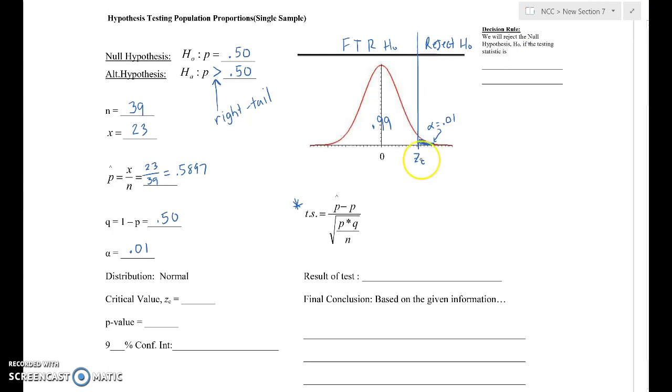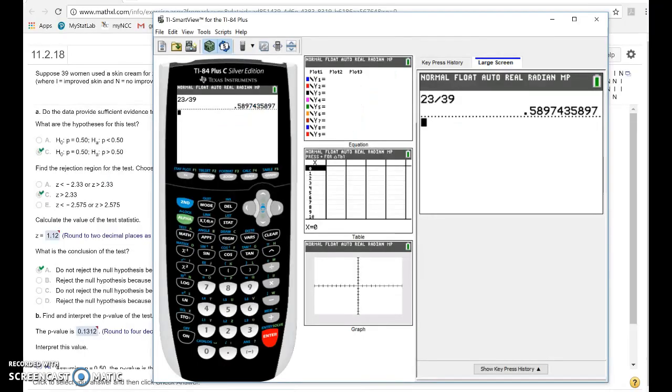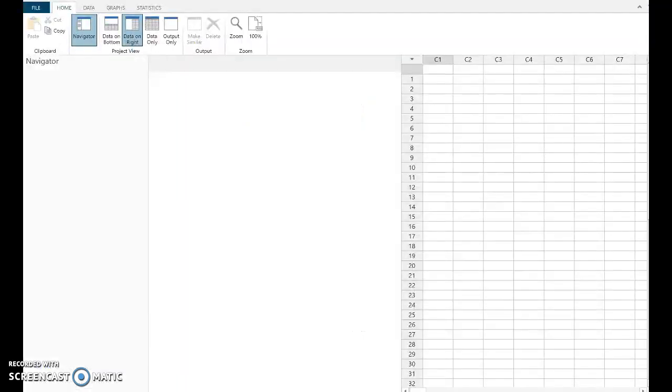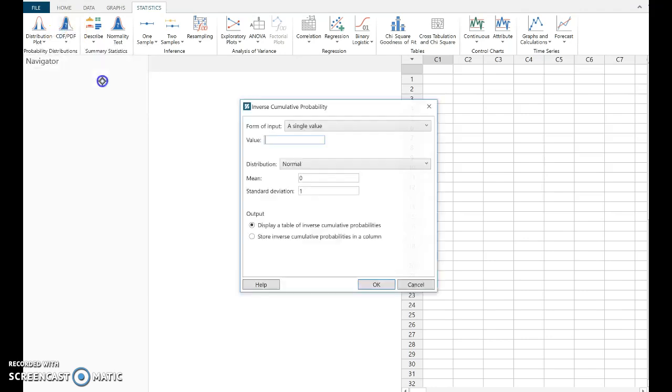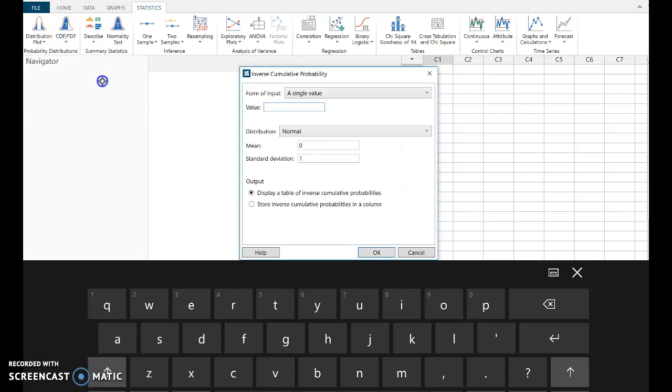So the thing is, we need to know what this critical value is, that critical z-score. Now, there's several ways to get it. In Minitab, actually, if you click on Statistics and choose CDF PDF, that would be an inverse distribution. The value, which is actually the area on the left-hand side, because it's cumulative, it's 99%, so 0.99.